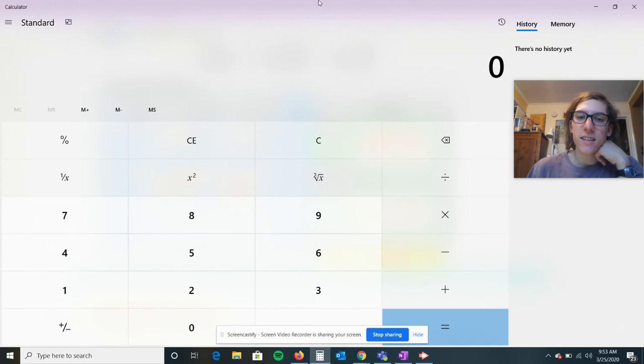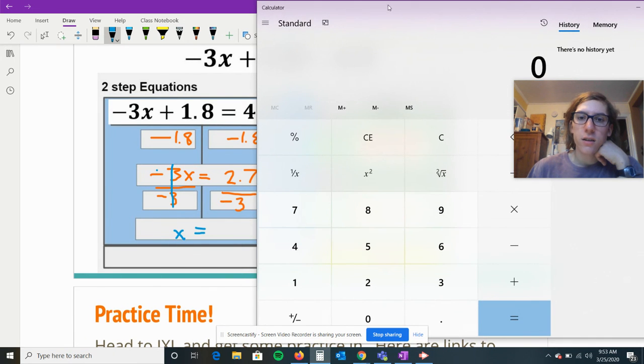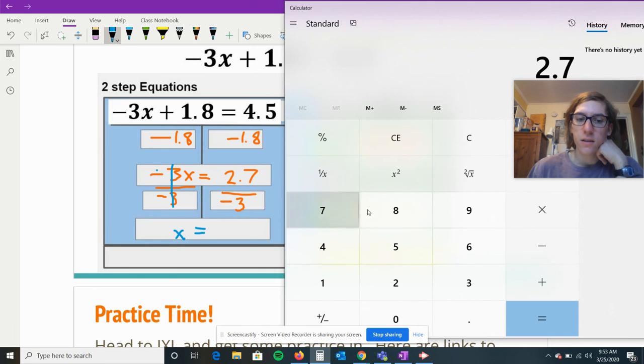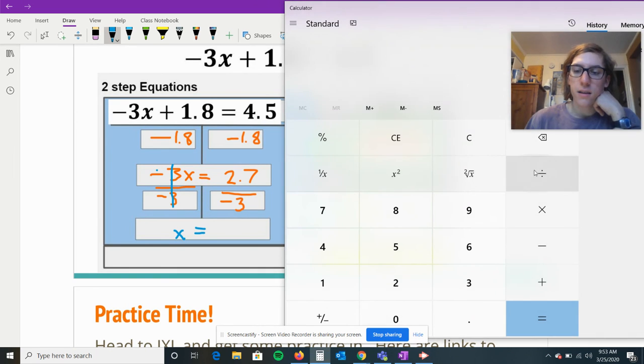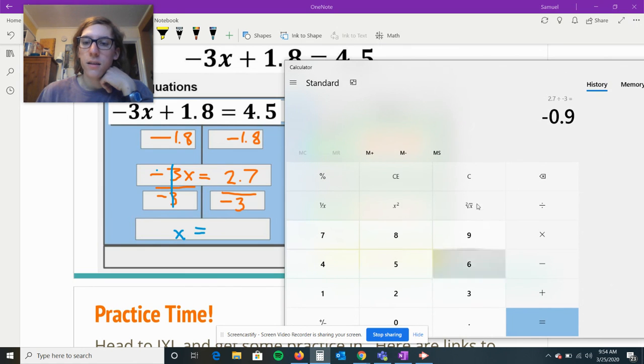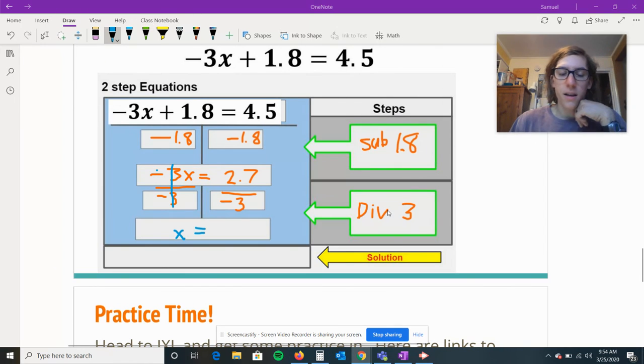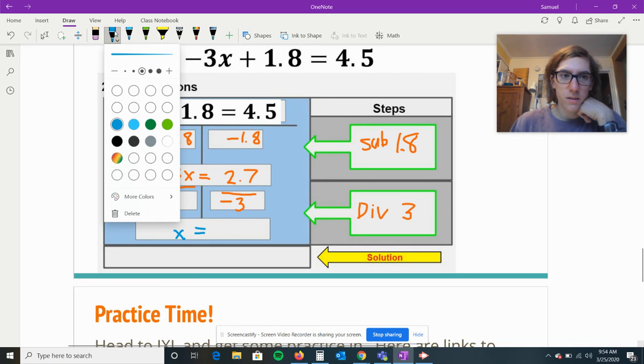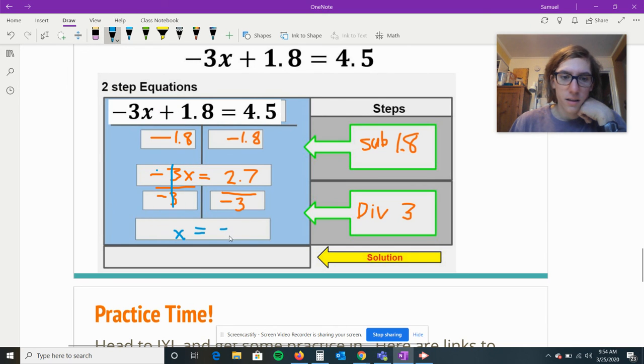Not necessarily the easiest, but that is okay. Take our trusty dusty little calculator, 2.7 divided by negative 3. So we'll say divided by 3 and make it a negative 3, equals negative 0.9. Okay, so our answer is going to be what we just said, negative 0.9. Or if you want to put negative 0.9, you could put that as well, either way. So that is our answer.